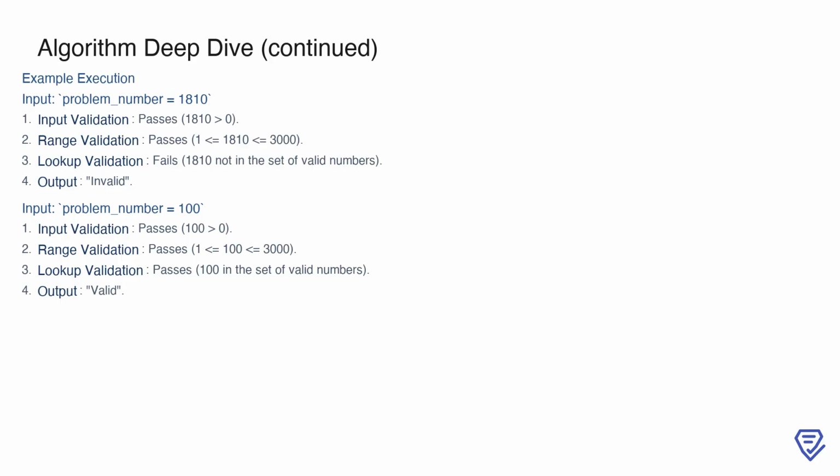In contrast, consider the input problem_number equals 100. The input validation step passes since 100 is a positive integer. The range validation also succeeds, as 100 falls within the allowed range of 1 to 3000. During the lookup validation, the number 100 is found in the set of valid problem numbers. Therefore, the algorithm returns valid. These examples highlight the step-by-step decision-making process, demonstrating how each validation criterion contributes to the final result.